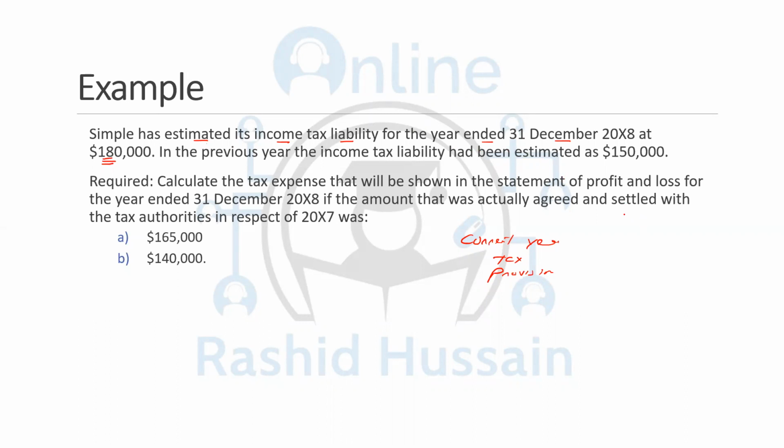So when we are doing the calculation of 20x8, this is the current year tax provision. How much it is? It is 1,80,000. In the previous year, the income tax liability had been estimated as 1,50,000. Now, what is the previous year? Previous year simply means 31st December 20x7. In the previous year, it was 1,50,000.